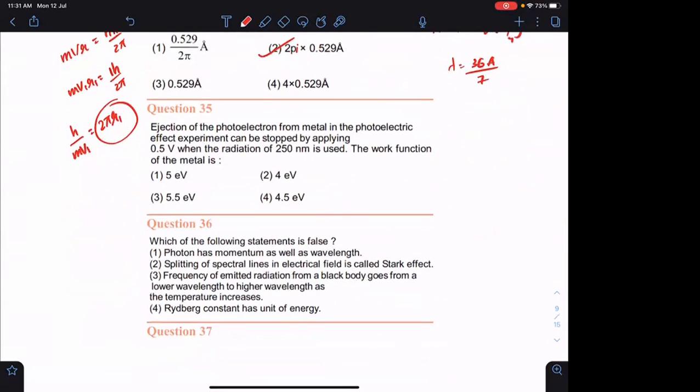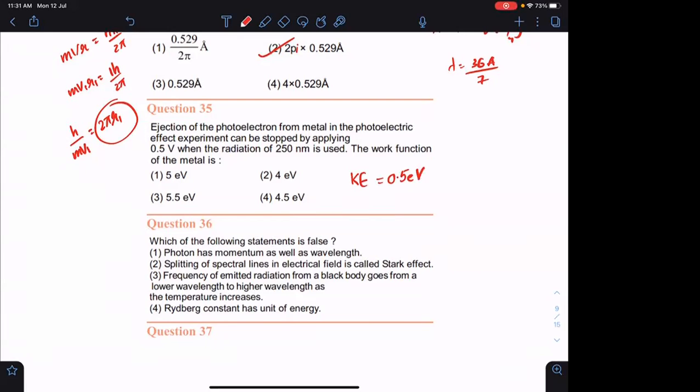Question number 35. Ejection of photoelectron from metal in photoelectric effect experiment can be stopped by applying 0.5 volts when the radiation is 250 nanometers. If the stopping potential is 0.5 volts, can you tell me the kinetic energy with which the electron is coming out? It is 0.5 electron volt.